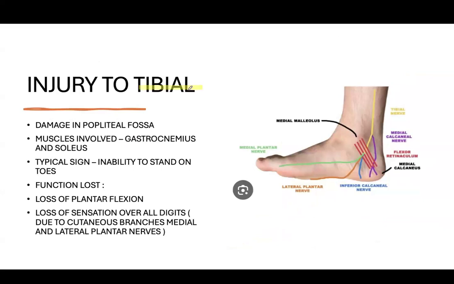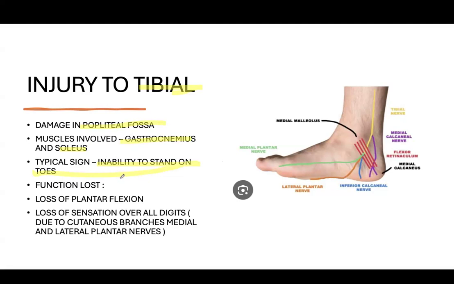So now we could have the tibial nerve, which is this nerve coming in the back, and it's associated with the tibia. It could be damaged in the popliteal fossa because that's where it kind of starts. The muscles involved would be the gastrocnemius and the soleus, which are the calf muscles. And a typical sign would be inability to stand on your toes. This is really easy to remember because the soleus and the gastrocnemius are responsible for anything when you stand on your toes.